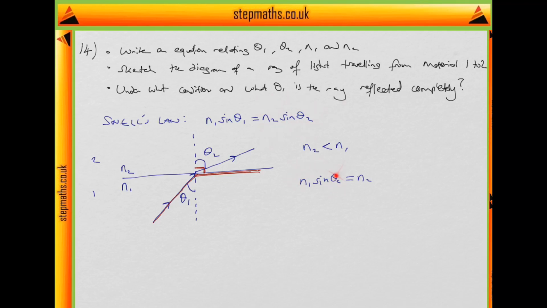So we have that N1 sine θc is in fact only equal to N2. So this gives us our condition. We're told that θc must be equal to the inverse sine of N2 over N1. So here's our first condition, and here's the angle we require. And that's the end of the question.